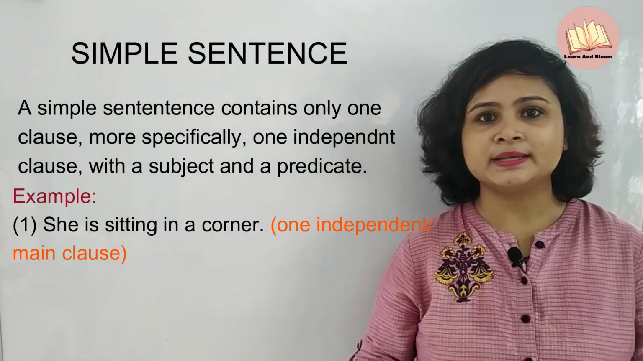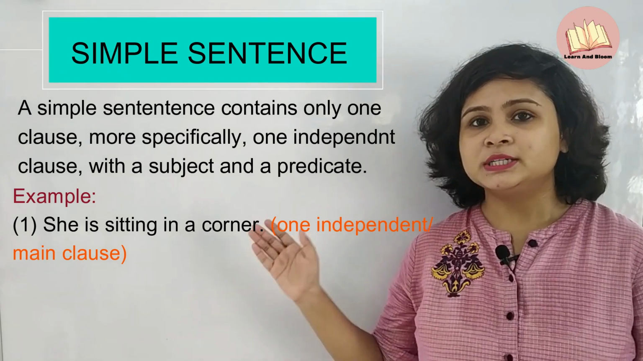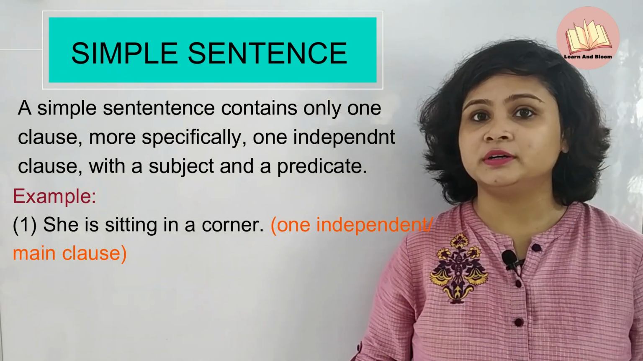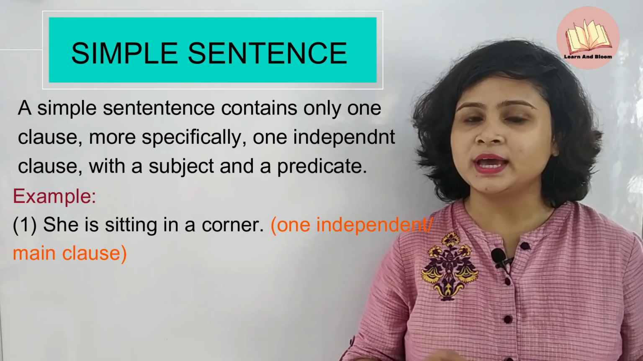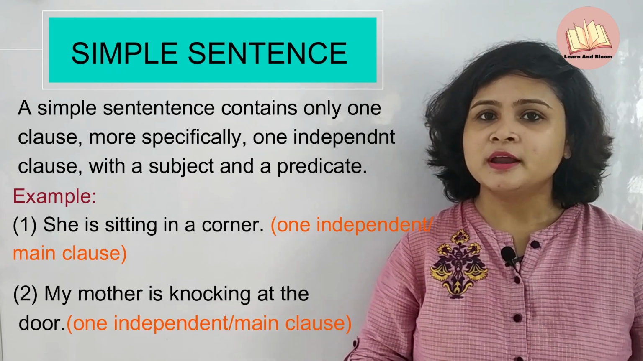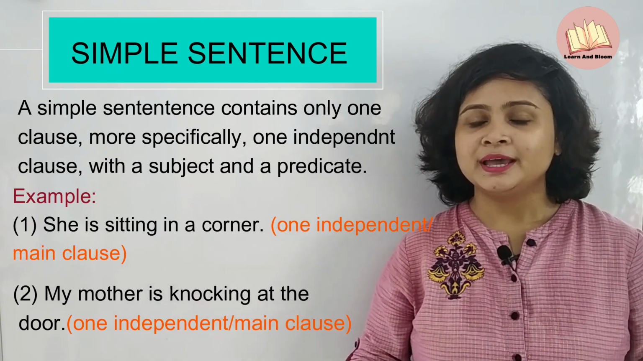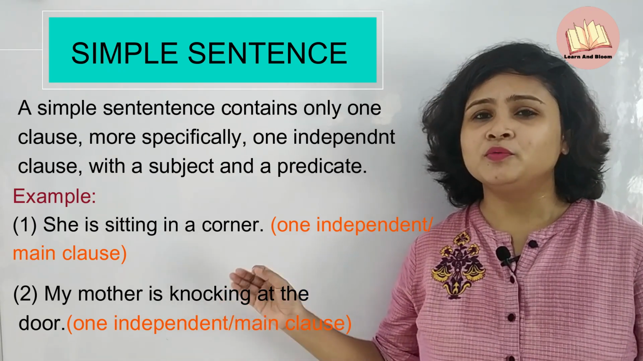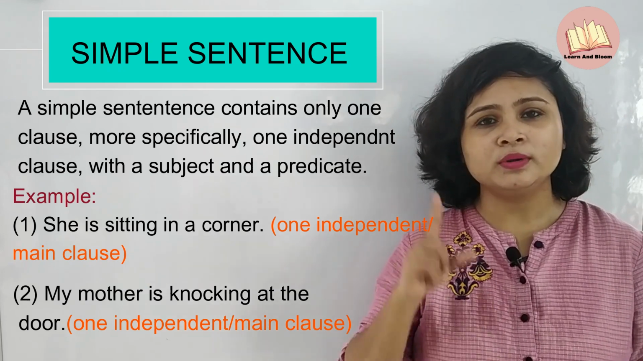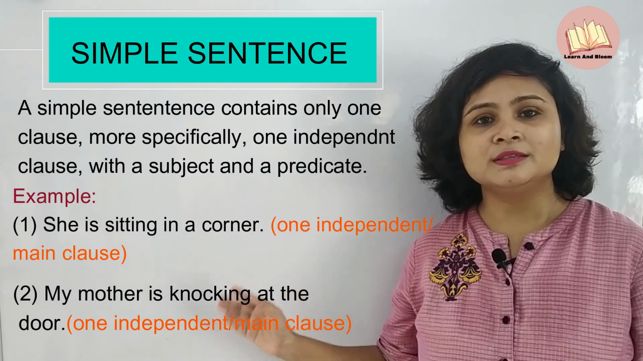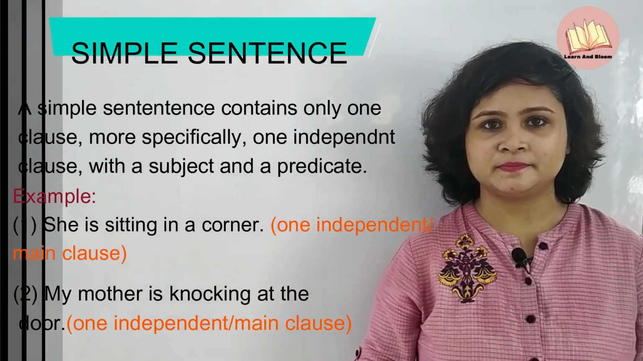We will see it through example. The first one, she is sitting in a corner. In this sentence, we have only one main clause. Now the second one, my mother is knocking at the door. In this sentence also, we can find that there is only one main clause. So this is a simple sentence.